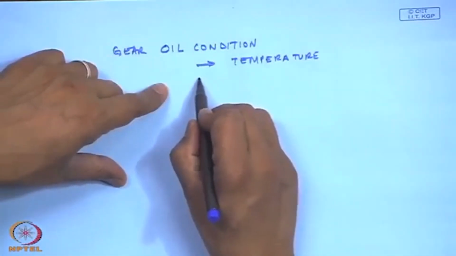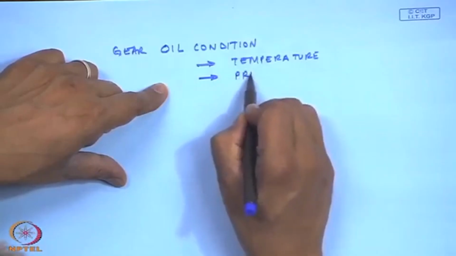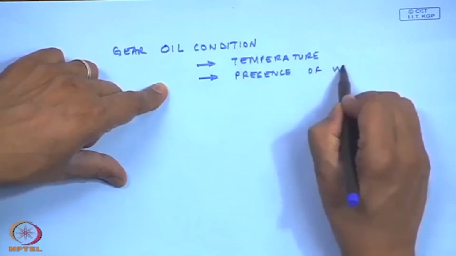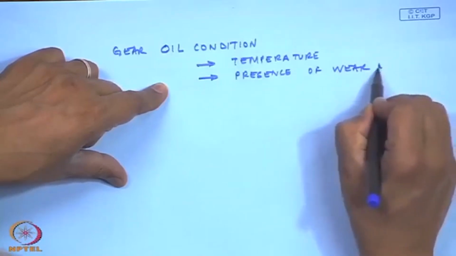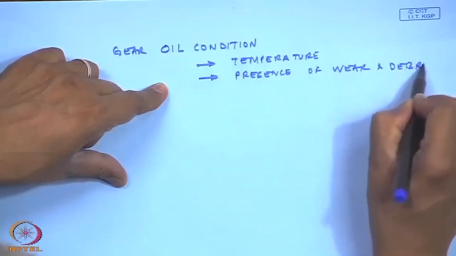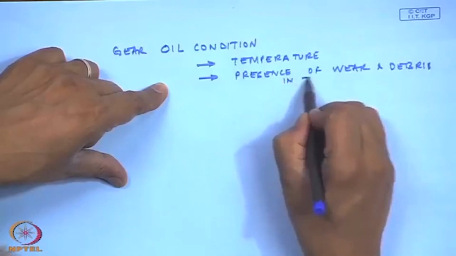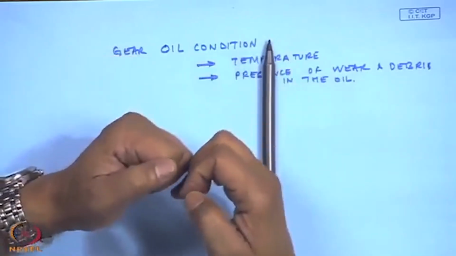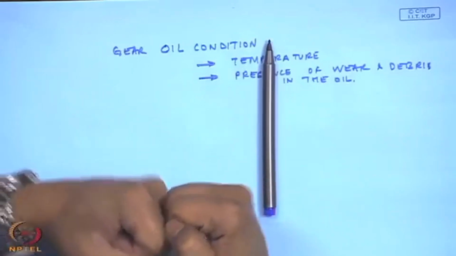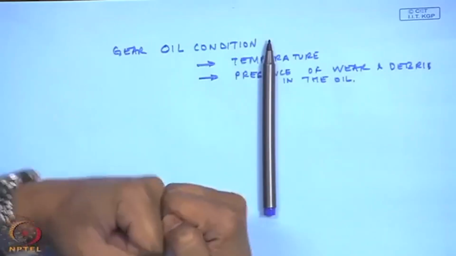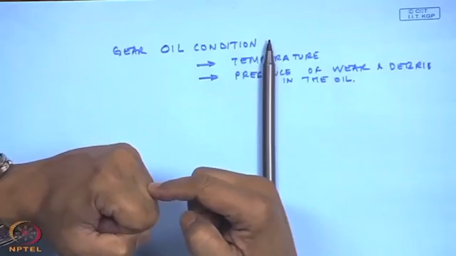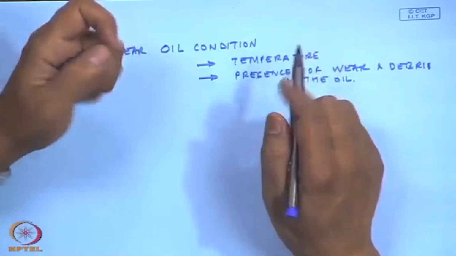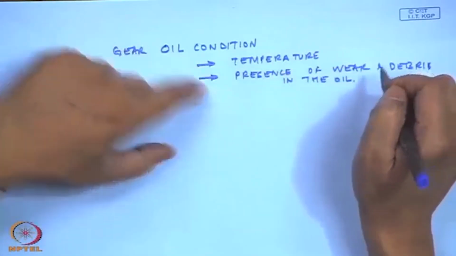Okay. And another is the presence of wear particles or wear debris in the oil. Because what happens with time, when two teeth mesh with each other, they rub against each other. Once they rub, because they may be soft, or the proper heat treatment is not done, these particles may flake off and get deposited in the oil.